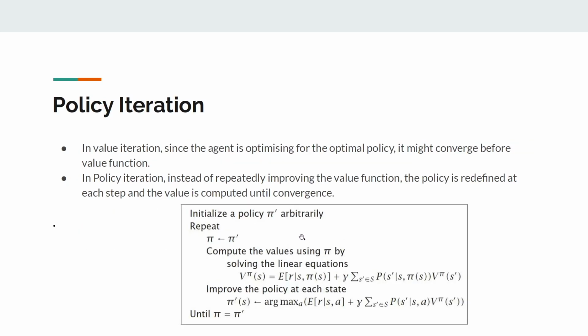And one thing to note is that it looks like the policy iteration takes more time per iteration to compute, but in practice, it usually takes much fewer iterations than value iteration, which makes this algorithm overall more computationally efficient than the value iteration.